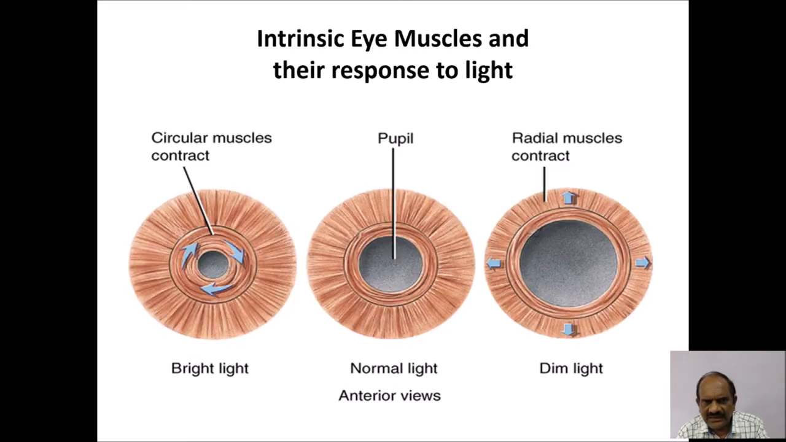Now, as you can see here, these are the muscles which are shown here. These muscles are called intrinsic eye muscles, and they respond to light intensity. Now you can see a normal pattern of the iris, where you can see the circular muscles and these radial smooth muscles. Suppose there is a bright light. Now the circular muscles will contract and cause a reduction in the size of the pupil. When there is a dim light, what you will find? The radial muscles will contract and cause an increase in the diameter of the pupil.